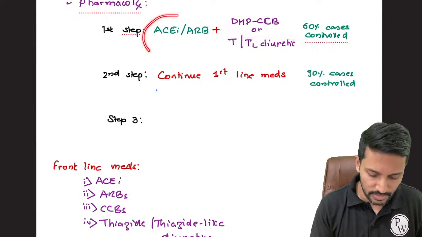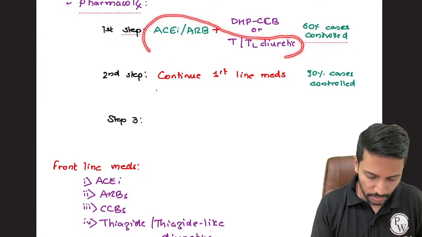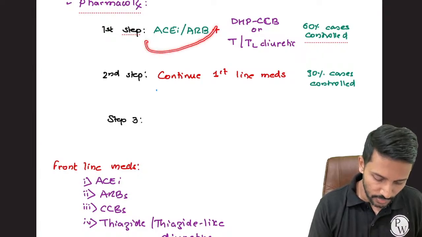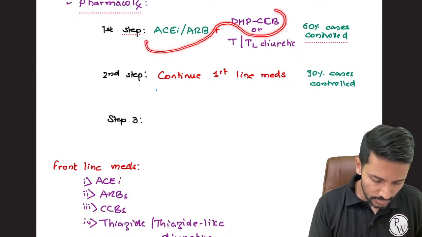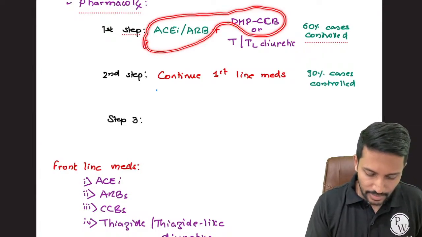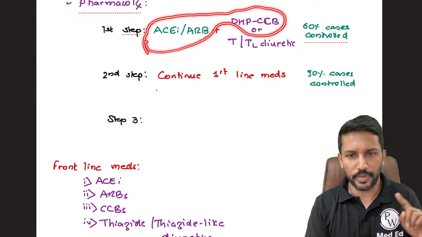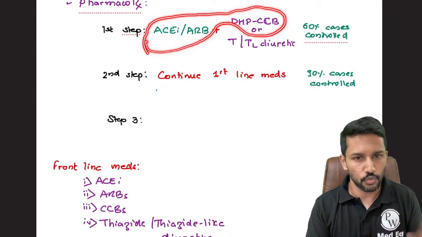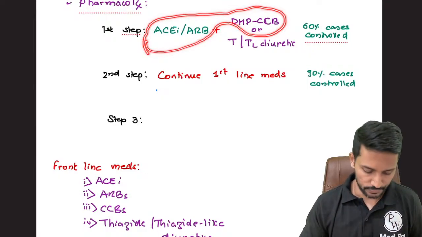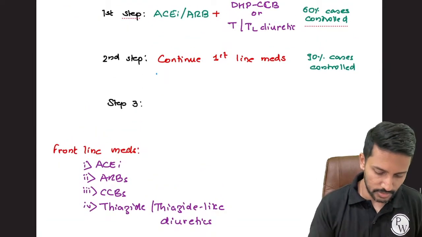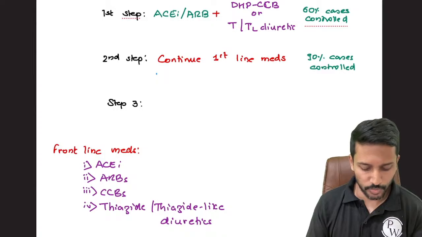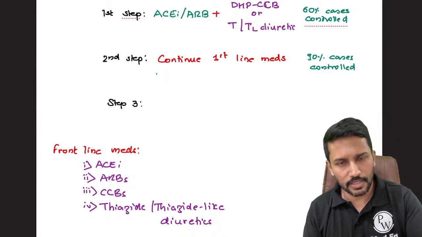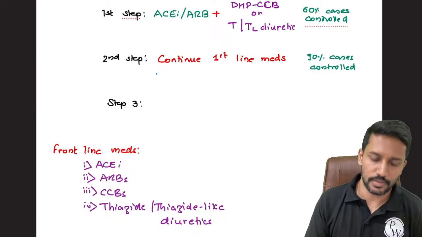You would have started with an ACE inhibitor or ARB plus a thiazide-like diuretic, or you would have started with an ACE inhibitor and the dihydropyridine calcium channel blocker combination. Whichever you have not used from the frontline medication, use it. So if I had started with an ACE inhibitor plus a dihydropyridine calcium channel blocker, I would have added a thiazide-like diuretic. And if I had started with a thiazide-like diuretic, I would have added a calcium channel blocker.